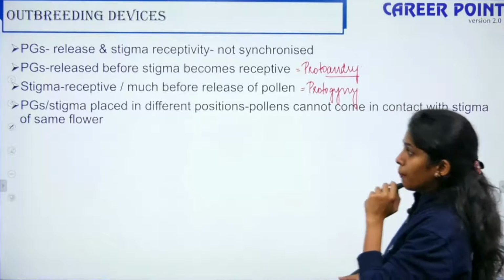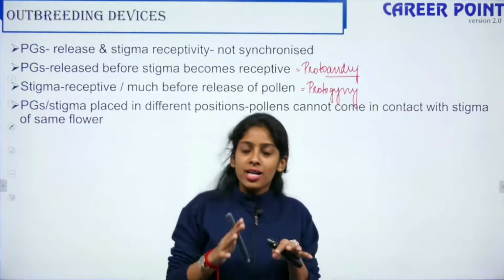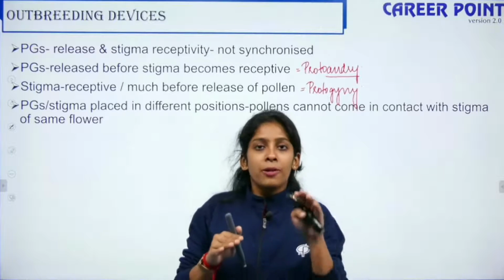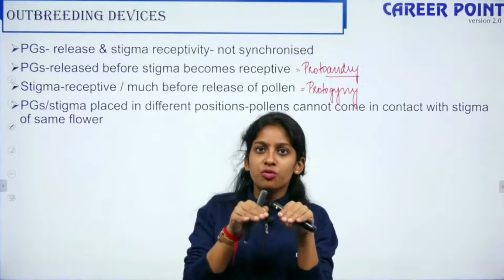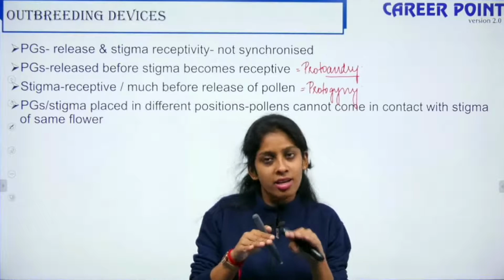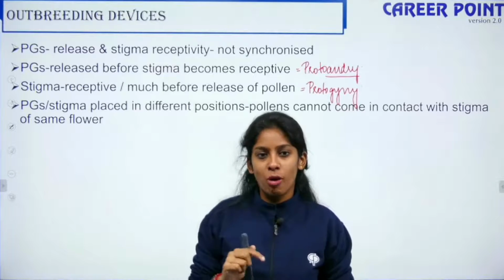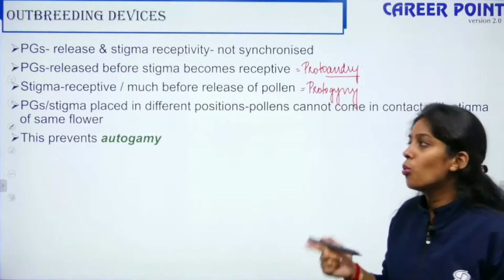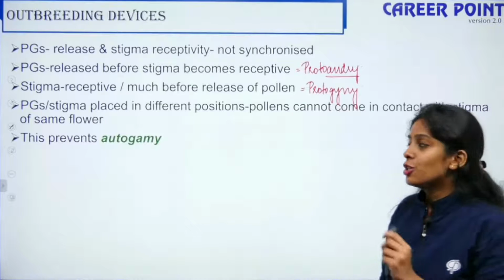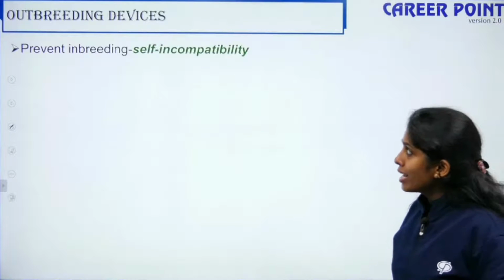Right. So the pollen grains and stigma are placed in different positions. When a plant is undergoing self-pollination, the length of the stamen and the length of the pistil are of the same height. But when the plant has decided to stop self-pollination, the height differs. When they are at different heights, how will self-pollination happen? So this prevents autogamy, right? So they prevent inbreeding.